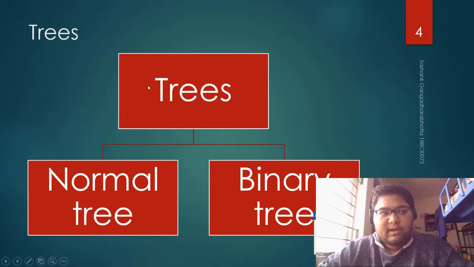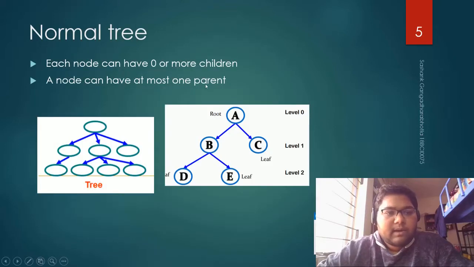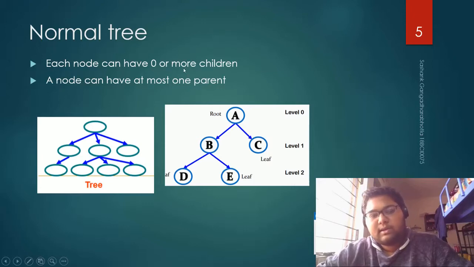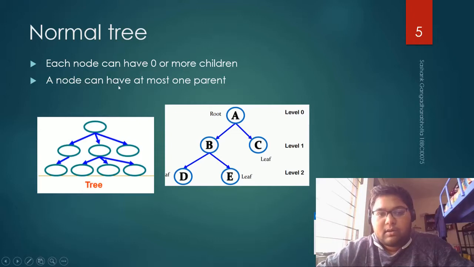Trees are of two types. One is a normal tree and one is a binary tree. The normal tree is the one in which a node can have any number of children, even 0 is possible. But the node must have only one parent. As you can see in the example, this node has 3 children and this one has 0. That's it. Continue on.